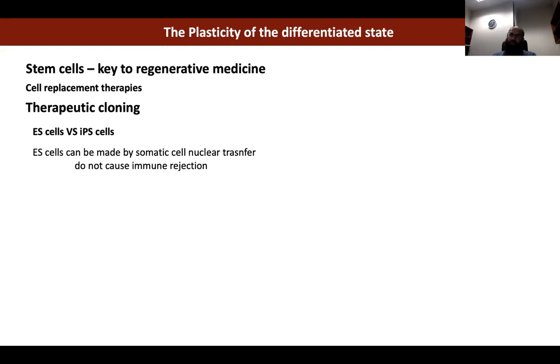But then there are, of course, other problems with iPSCs, because the way you are making them may cause problems. For example, we discussed earlier that most of the time they are made by retroviral or lentiviral vectors, and they have their inherent problems.